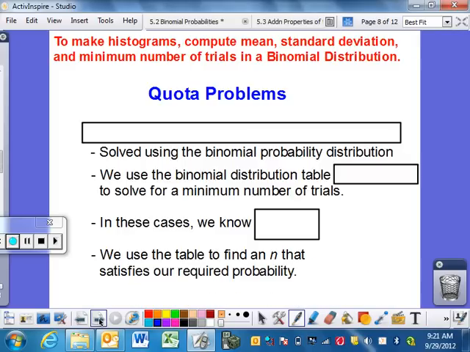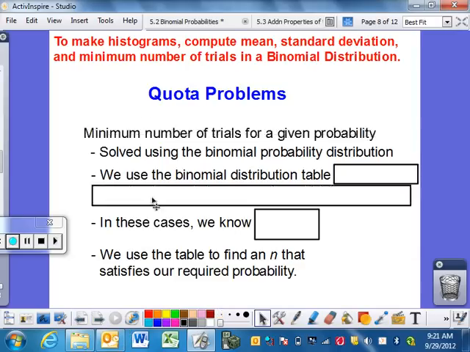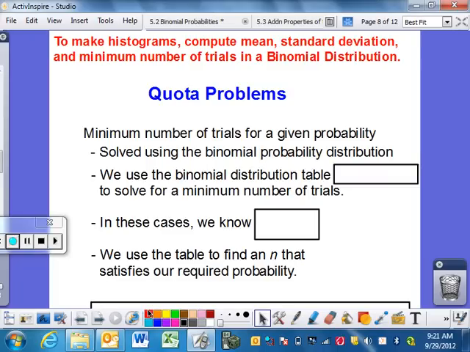Okay, moving on to the quota problems. This is the main application of a binomial distribution. So what exactly is a quota problem? It's basically finding the minimum number of trials, or essentially n, because that's what we're going to end up finding. I want to find n for a given probability, a given situation. To solve it using binomial probability, obviously we need a success or failure. That's the only way this works.